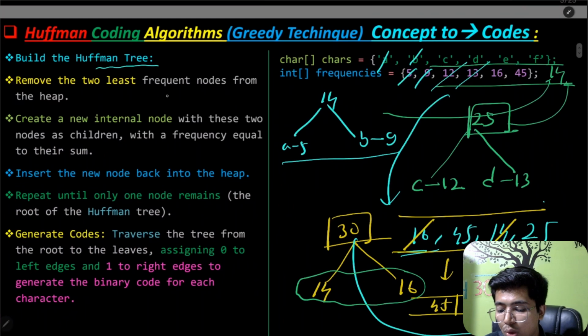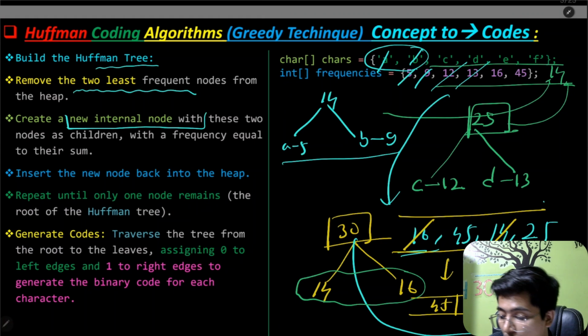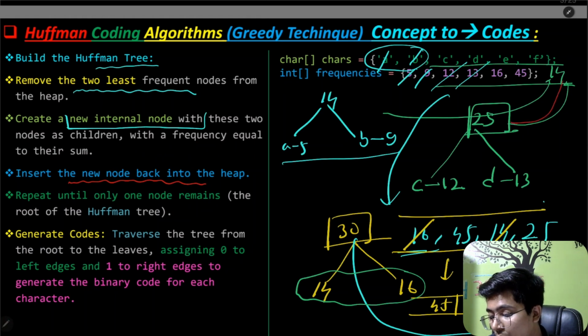Third, removing the two least frequency nodes from the heap. We have always removed the two least frequency nodes from the heap. Create a new internal node. In the program also we need to create a new internal node. Then make those nodes its children with the combined frequency, and insert the new node back into the heap. You can observe that we have inserted it back into the heap.